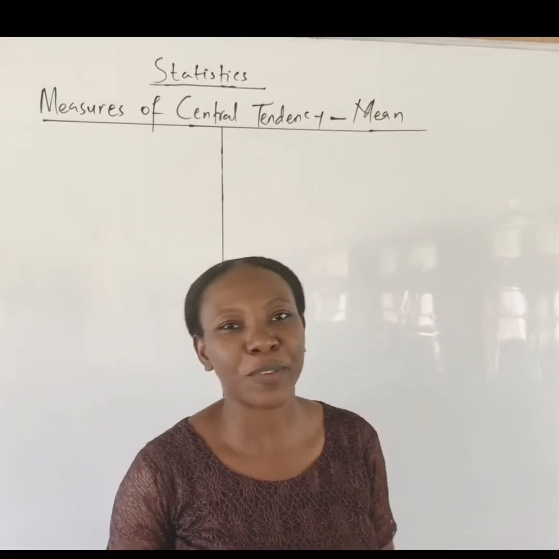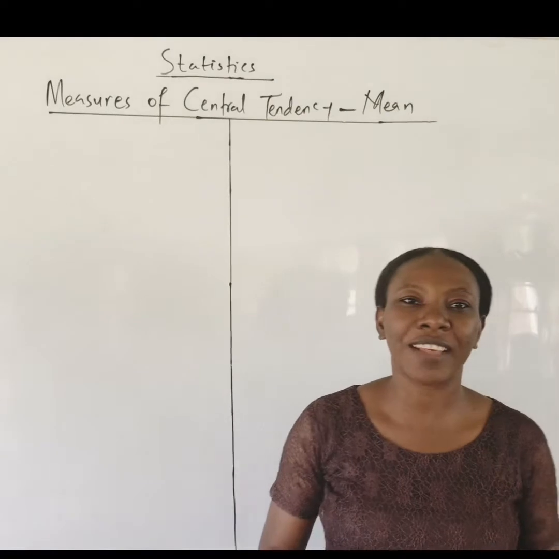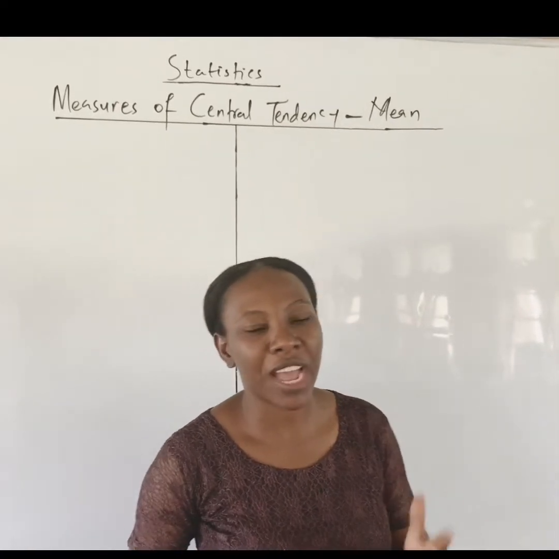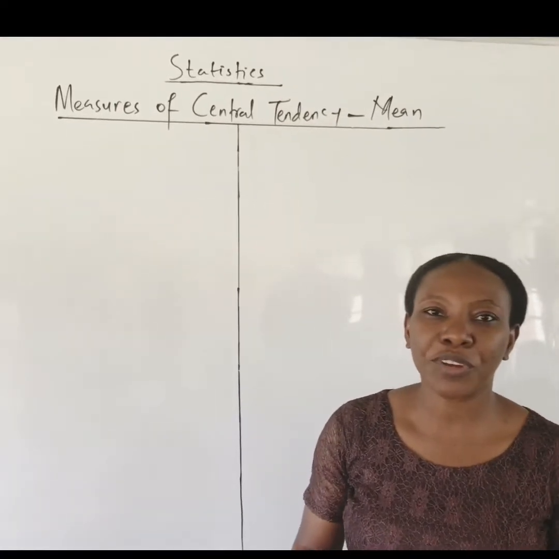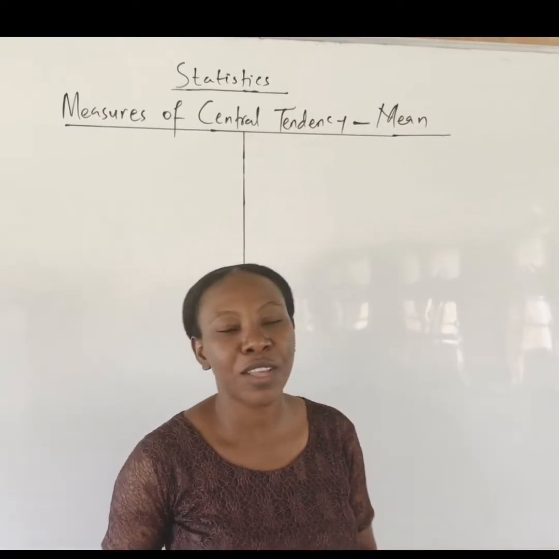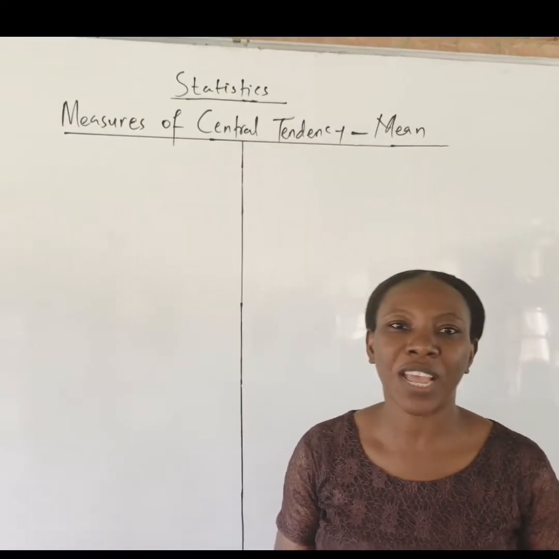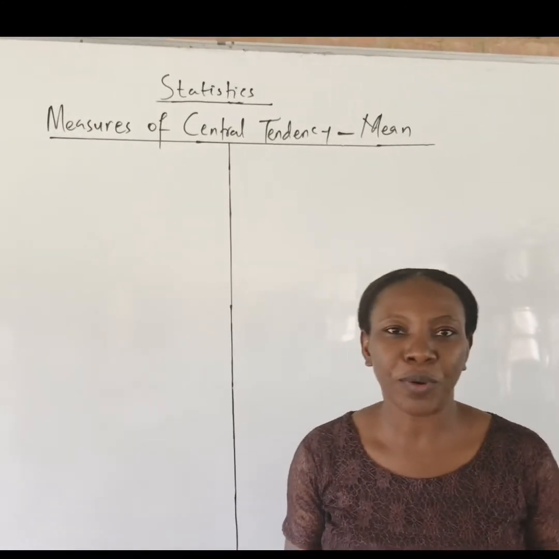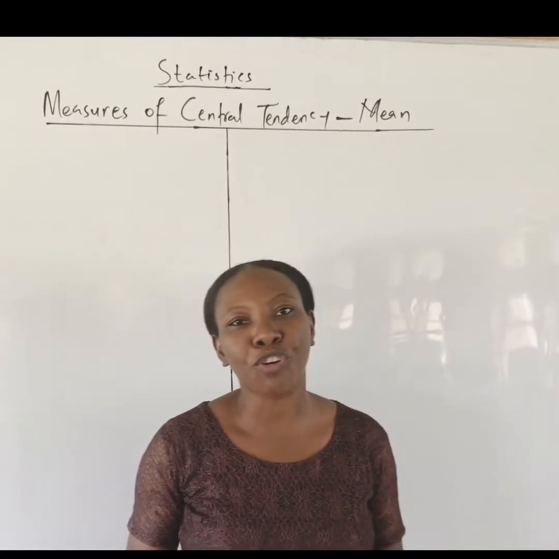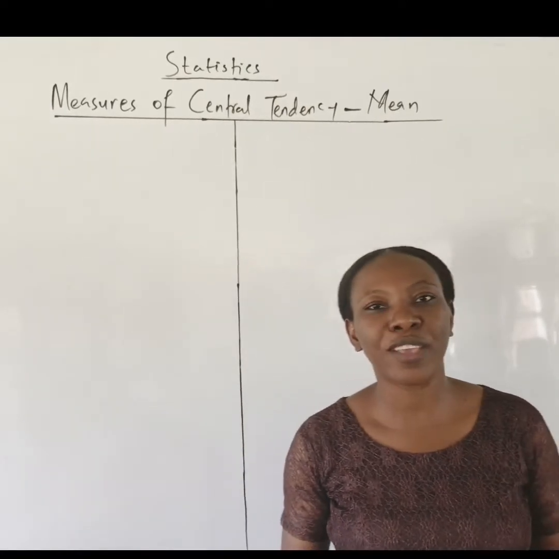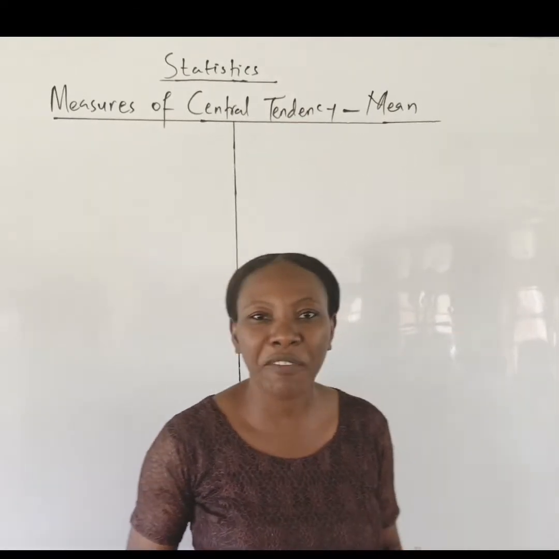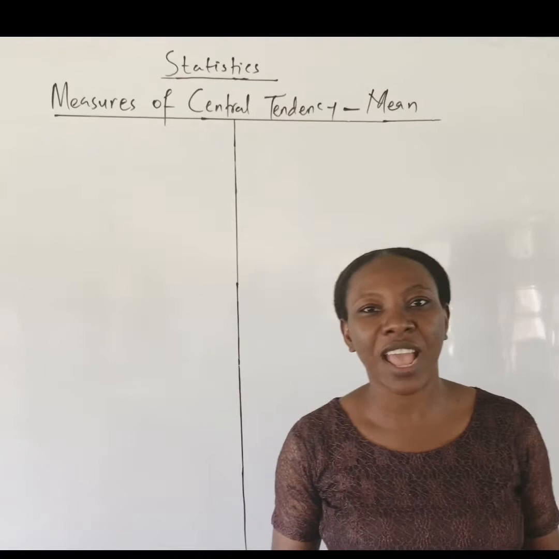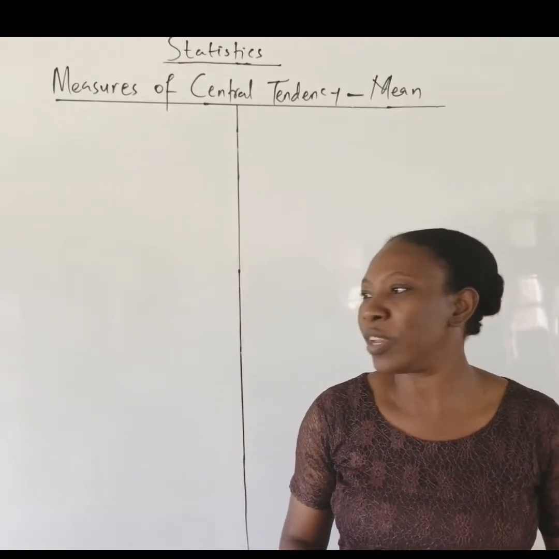Today I'll be taking us on statistics and we'll be discussing measures of central tendency. We have three measures of central tendency. We have the mean, we have the mode, and we have the median. Today we are going to be looking at the mean, okay? And I'll be focusing on ungrouped data, how you can use mean to determine the central value of any given distribution. Let's pick it up with these examples.